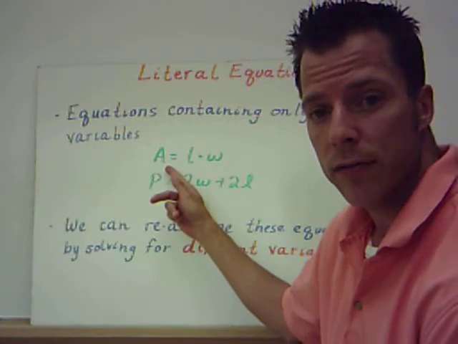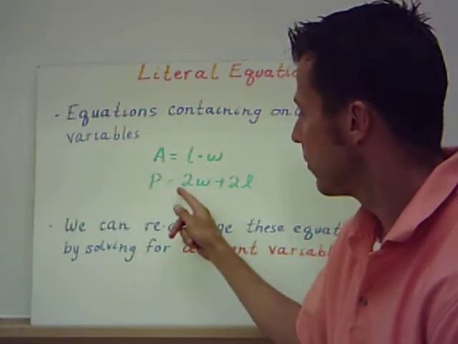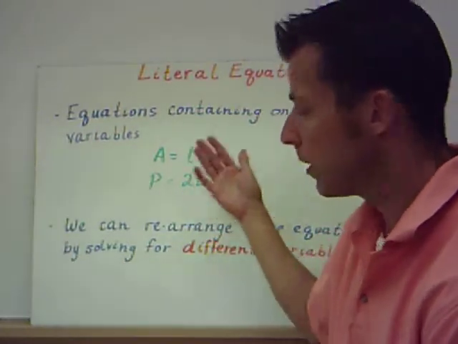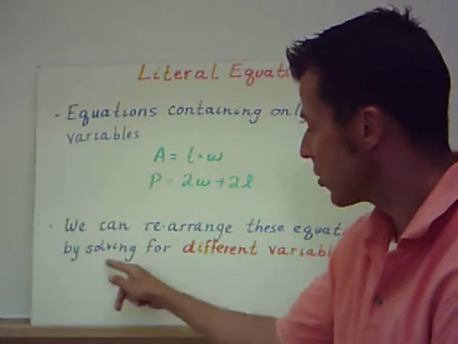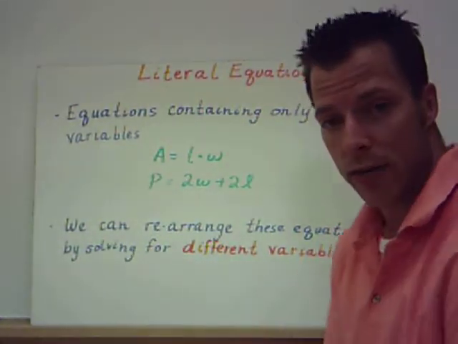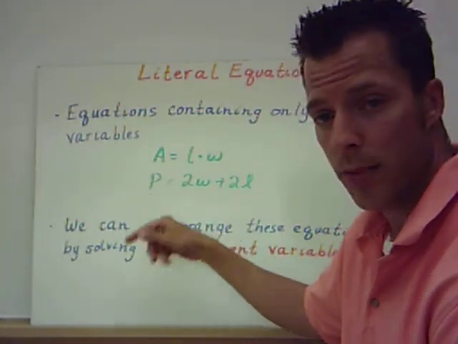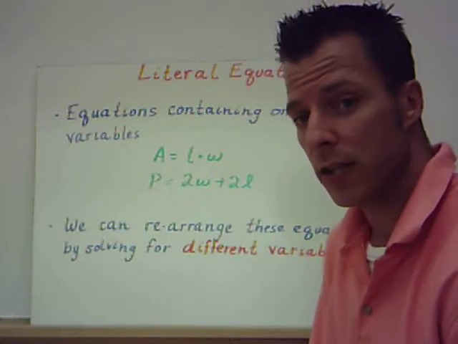The area of a rectangle, length times width. The perimeter of a rectangle, P equals 2 times the width plus 2L, okay? Those are literal equations. And what we're going to do is rearrange these equations by solving for different variables. So in this case, we've solved for A, we've solved for P, but now we're going to pick a different variable and solve the equation.